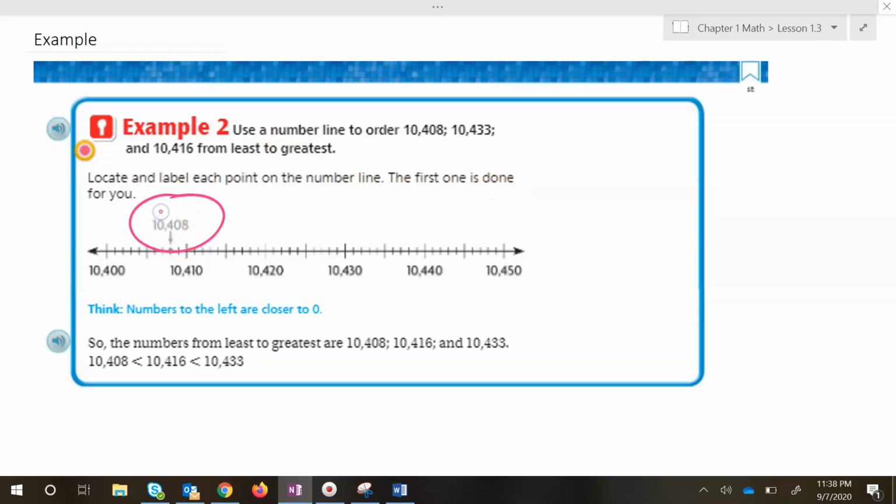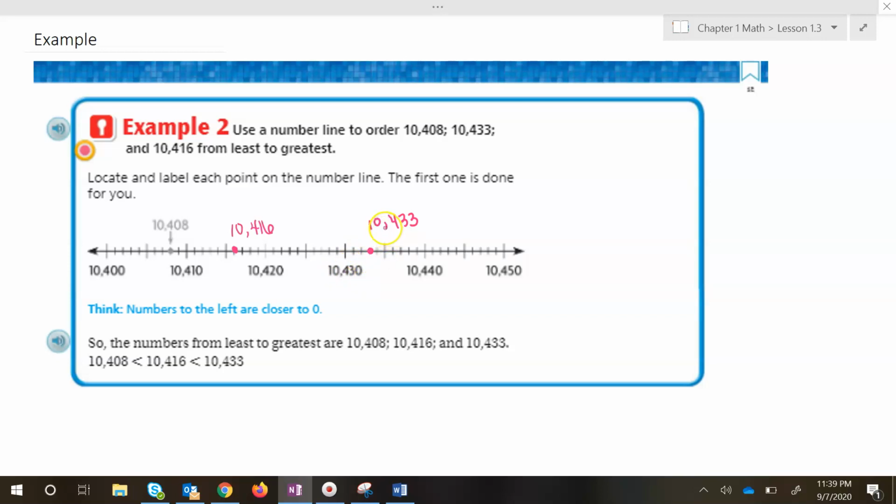So there is 10,408 because we know that this is 10,409, 10,410. So they want you to go ahead and plot these two. I want you to pause this video and plot those on the number line and count appropriately, and then push play when you're ready. Now, you should have these points appropriately plotted onto this number line. Now, I'm going to go ahead and show you why they were the way they were.